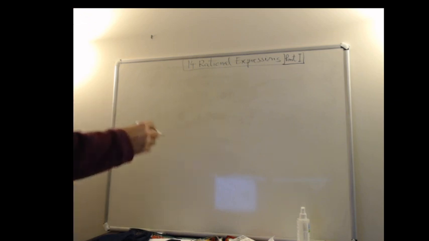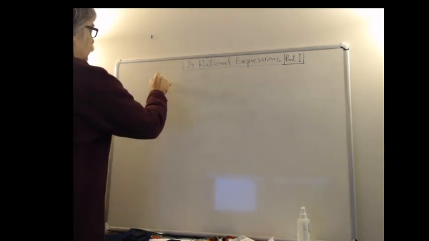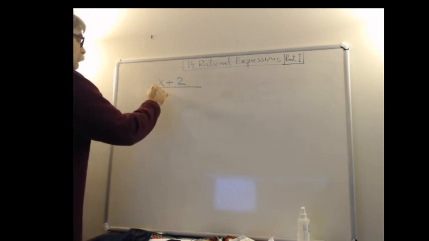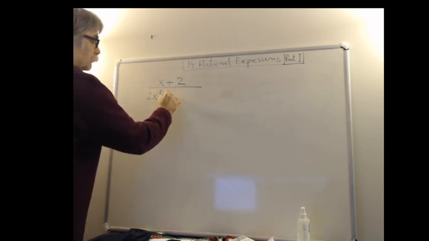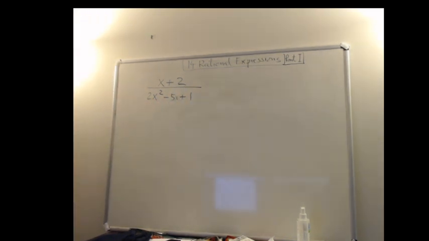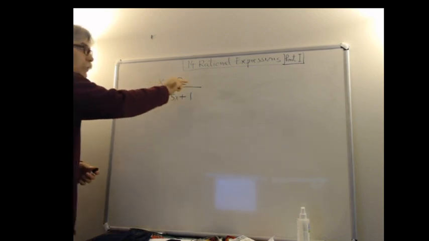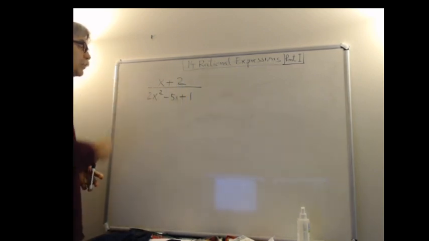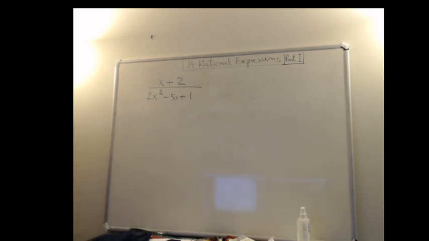What is a rational expression? Well, it's a fraction of two polynomials. So, for example, we have something like this. We would call that a rational expression. So you have one polynomial in the numerator, x plus 2, and another polynomial in the denominator, 2x squared minus 5x plus 1. It could be anything we regard as a polynomial.